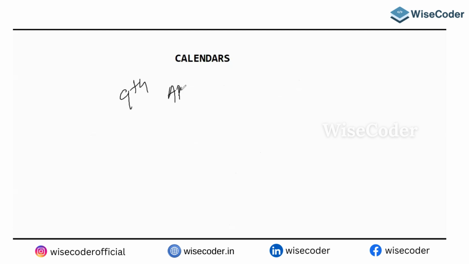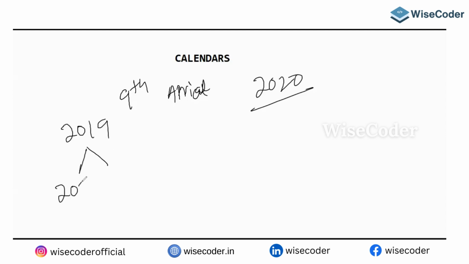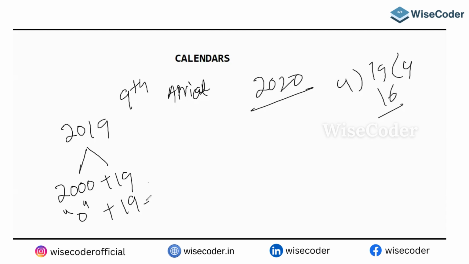If you want 9th April 2020, how are we going to do this? Completed years 2019. How will you write this? 2000 plus 19. 2000 will have 0 odd days. In 19 years, divide by 4: 4 fours are 16, so plus 4. 19 plus 4 is 23. If you divide 23 by 7, you get 2. 2 odd days here.